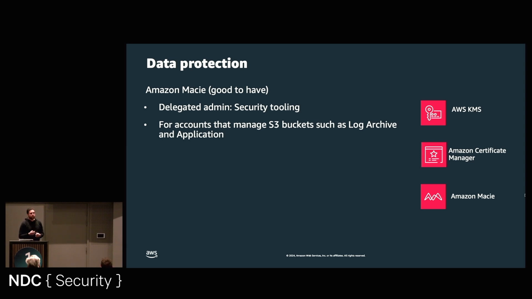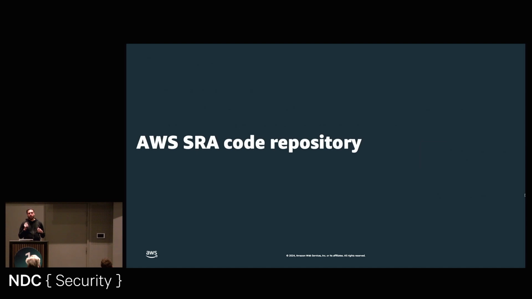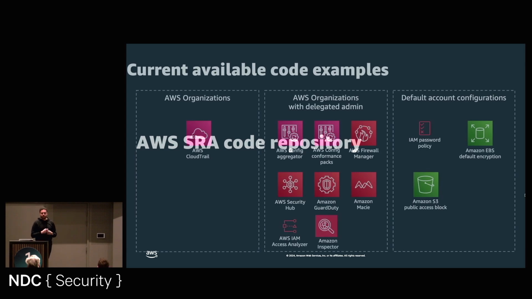So that's pretty much it for the different ways that the AWS SRA aligns to the different security foundations and how it can help achieve different security objectives. In the next section, I'm going to walk you through the AWS SRA code repository, which is going to show you what the repository has and how you can use it.